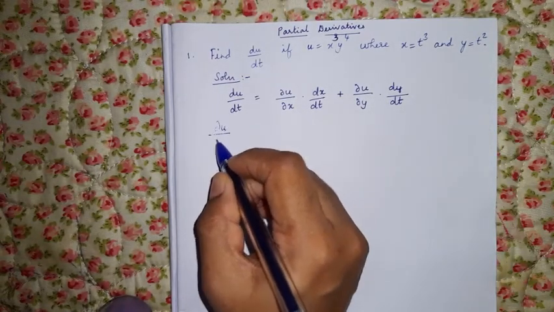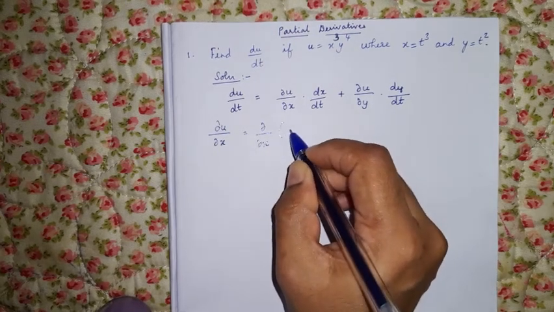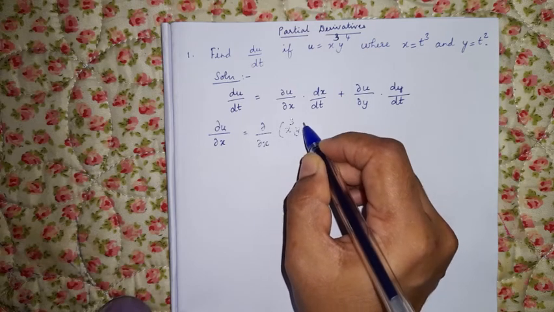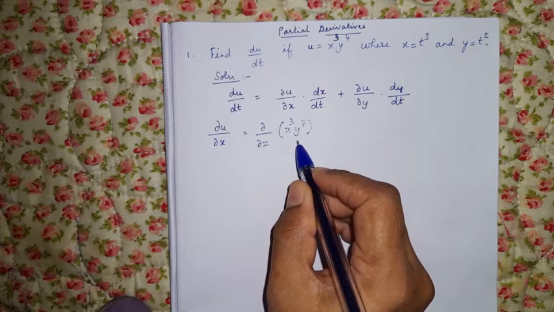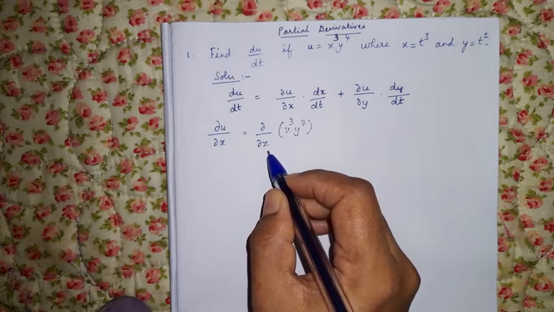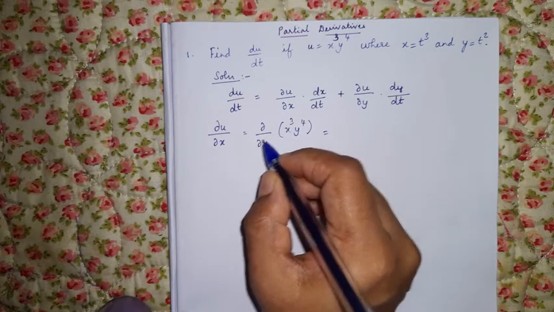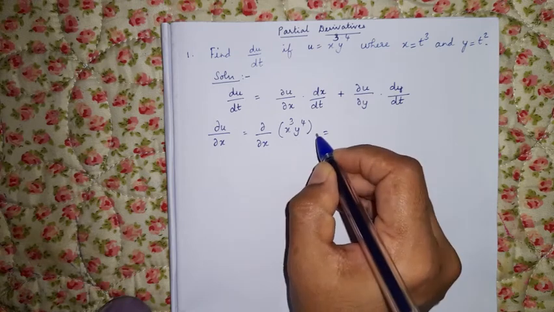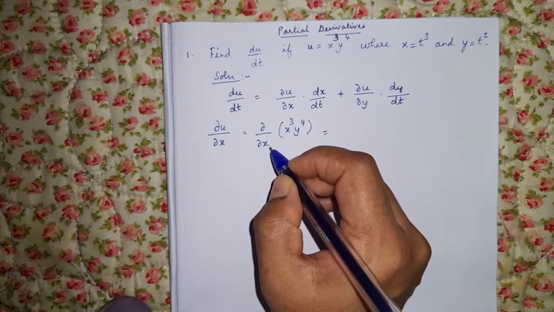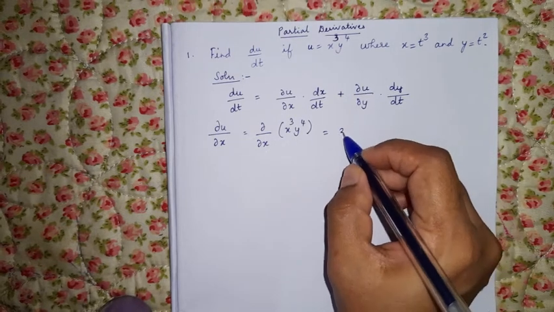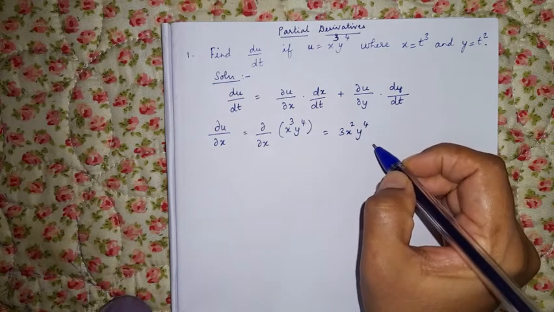What is dou u by dou x? It is equal to dou by dou x of, what is u? x cube into y power 4. Now you have to differentiate this partially with respect to x. So y power 4 will be a constant here because you are differentiating with respect to x, and x cube, if you differentiate with respect to x, you will be getting 3x square, and y power 4 remains the same.